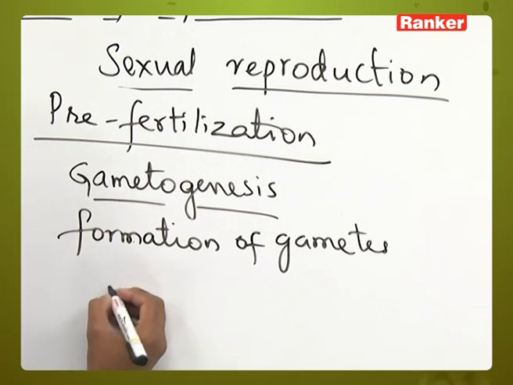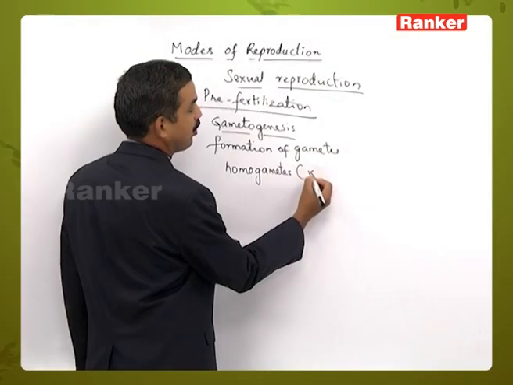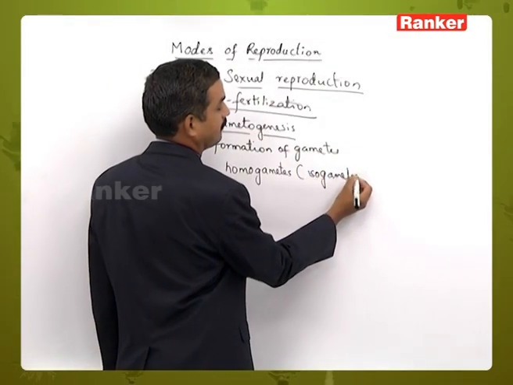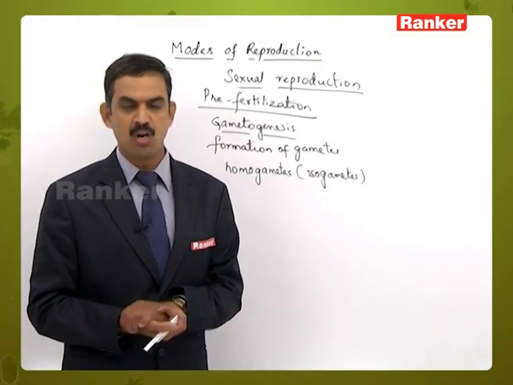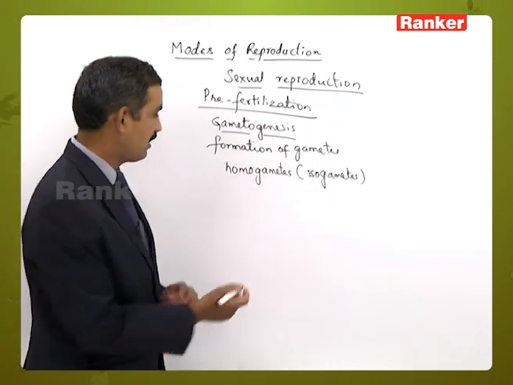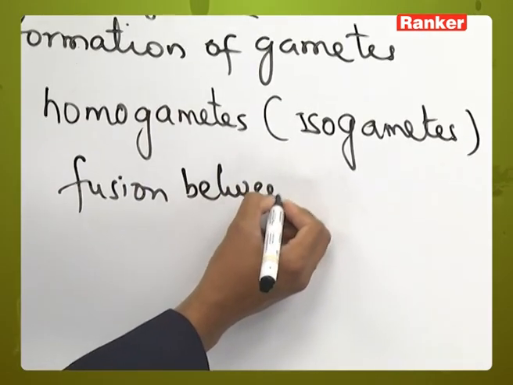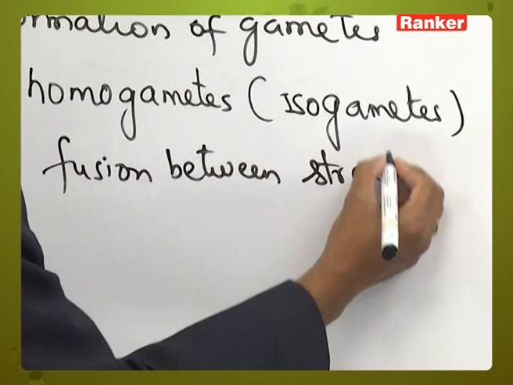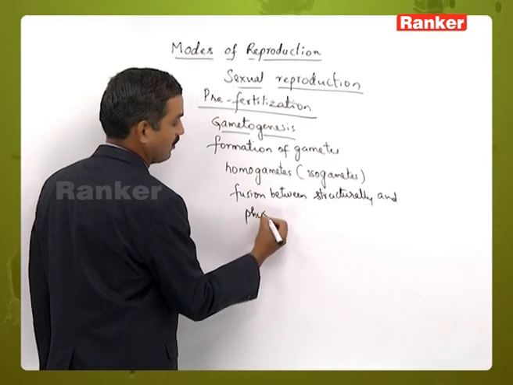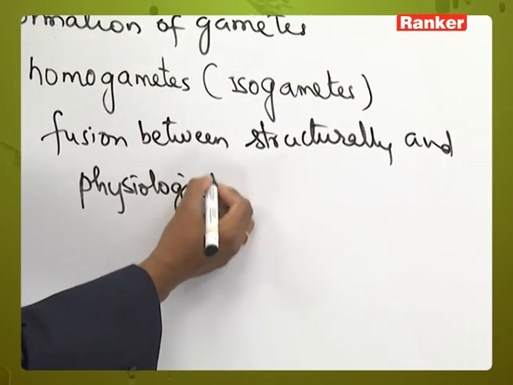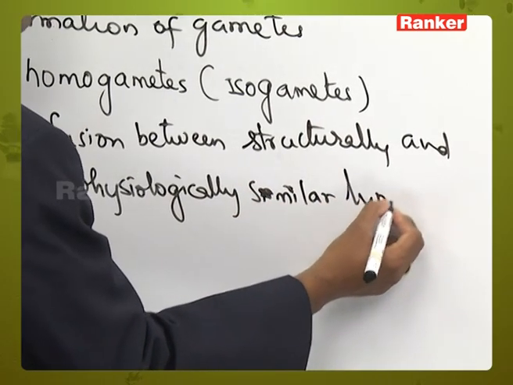One is called homogamete, or we can call them isogametes. Homogamete or isogamete means the gametes which are participating in the fusion are structurally and functionally similar, or we can say fusion between structurally and physiologically, that is functionally, similar type of gametes.